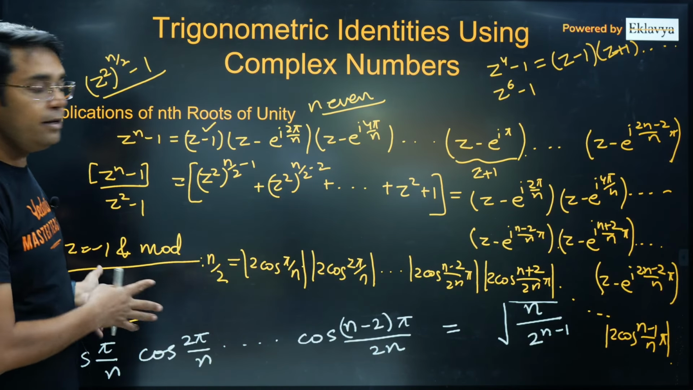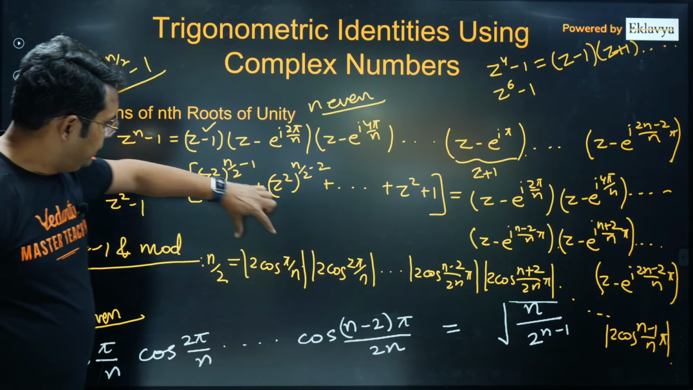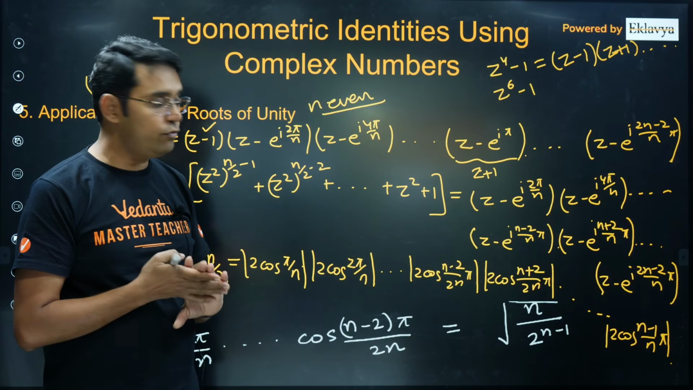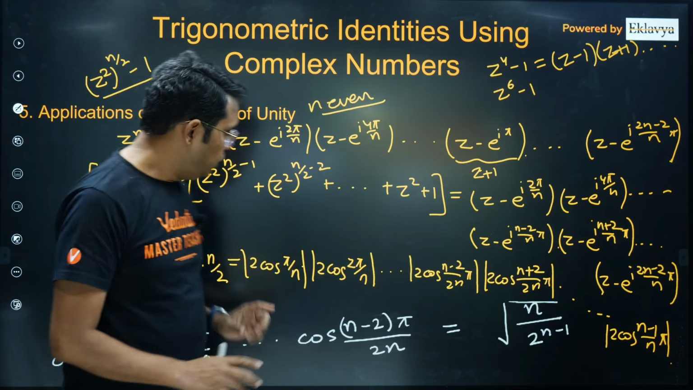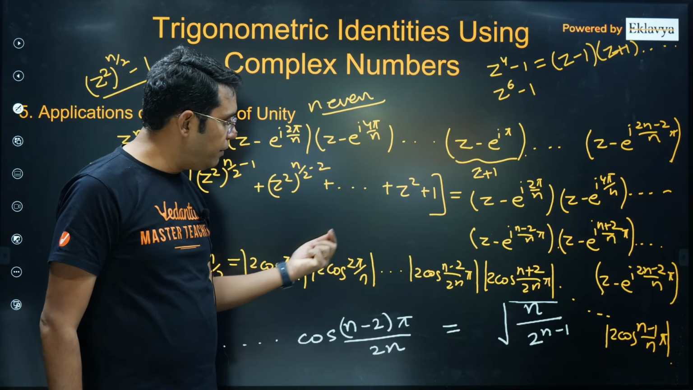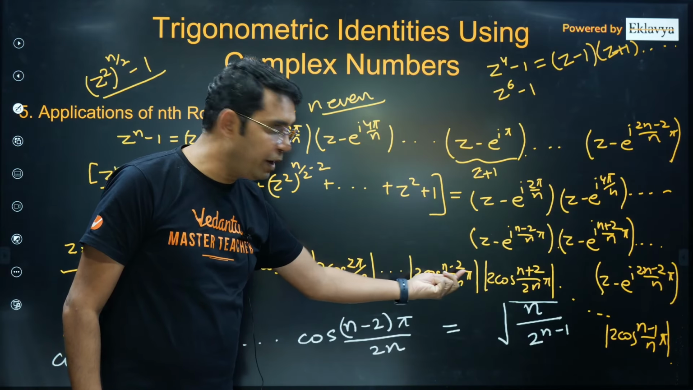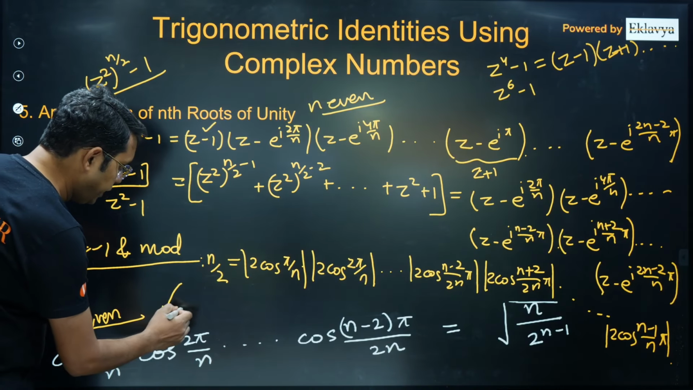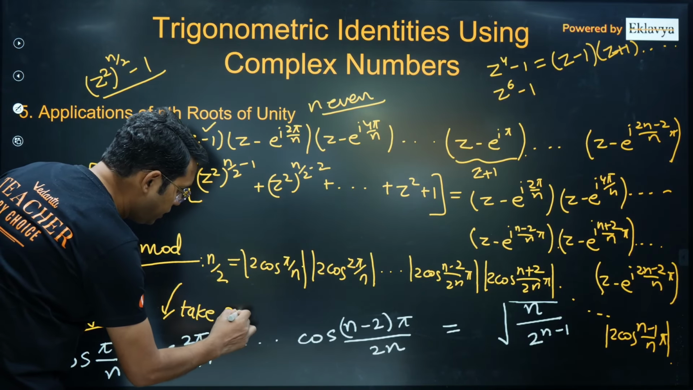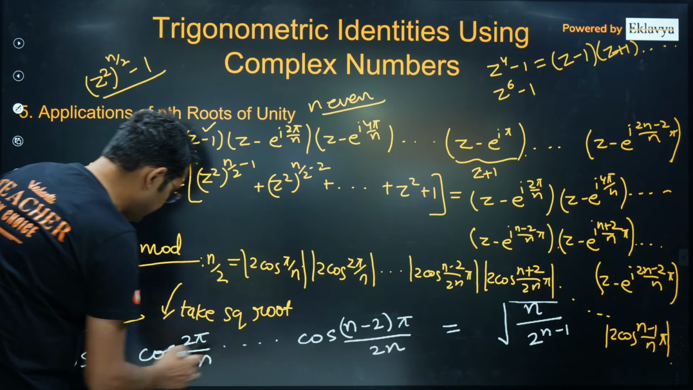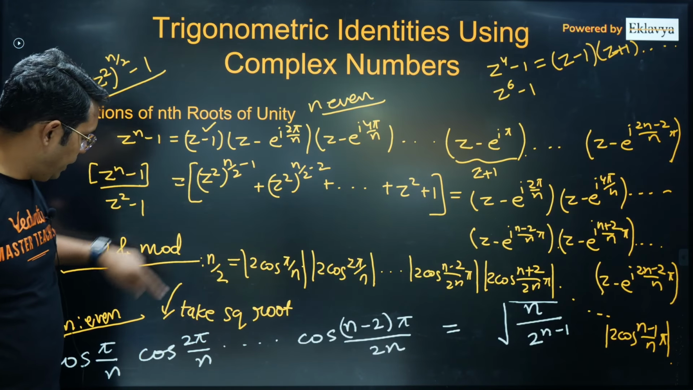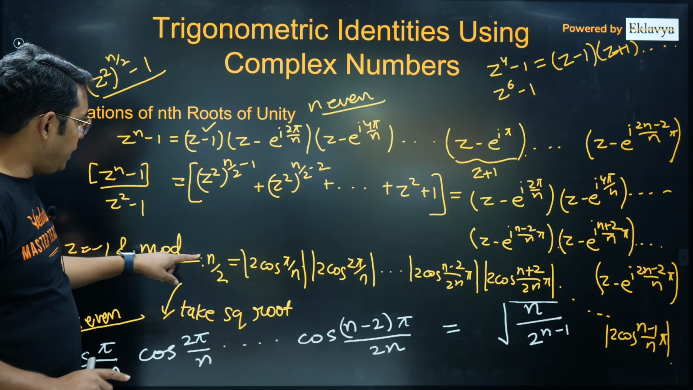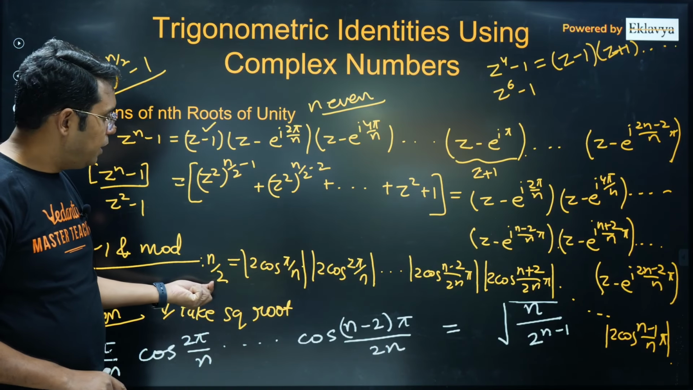Now as I did earlier also, you can see this pi by n and this n minus 1 pi by n have the same value, only a difference of magnitude. So I can combine these two. So cos square pi by n, similarly cos square 2 pi by n, up to cos square n minus 2 pi by 2n. Now you can see this is the same formula which you will get if you take square root both sides, and you will get this result. Cos pi by n, cos 2 pi by n, and so on, cos n minus 2 pi by n, and its whole square would be n upon 2 power n minus 1.